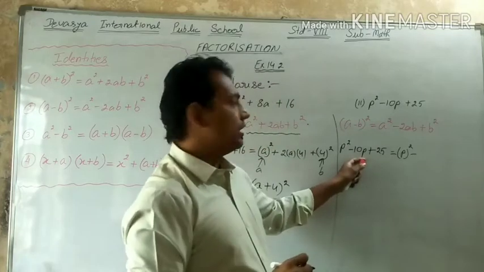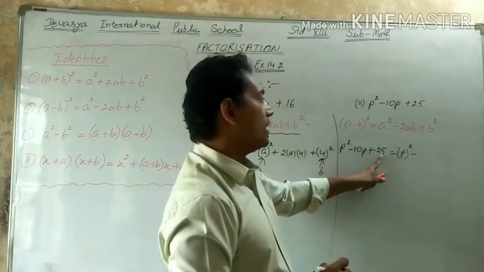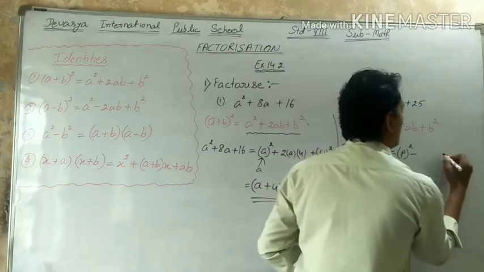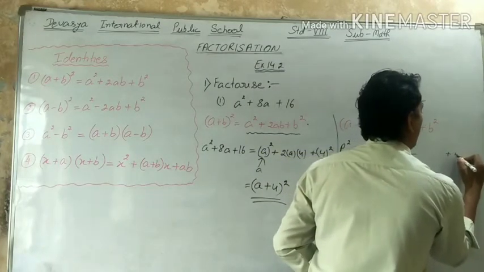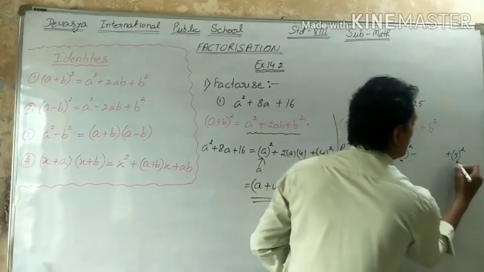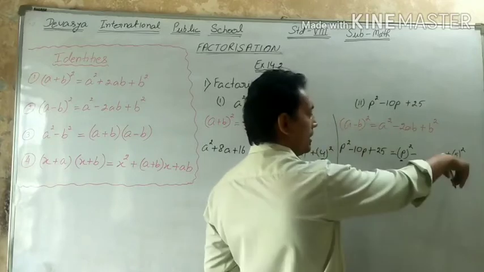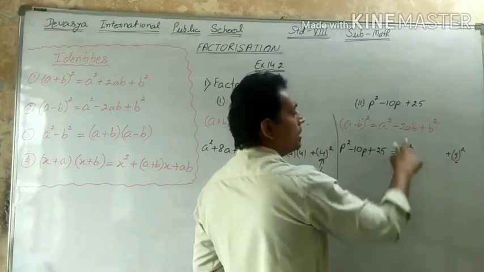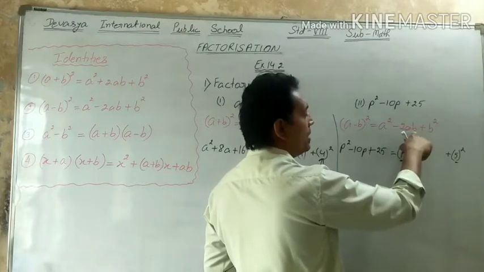Now we are not writing the middle term. First we will write the last term because it will be easier for you to write. The last term is 25, which can be written as 5 square. So this is your A, this is your B, the quantity in the last term, and we can modify the middle term. Middle term says 2 into A into B.